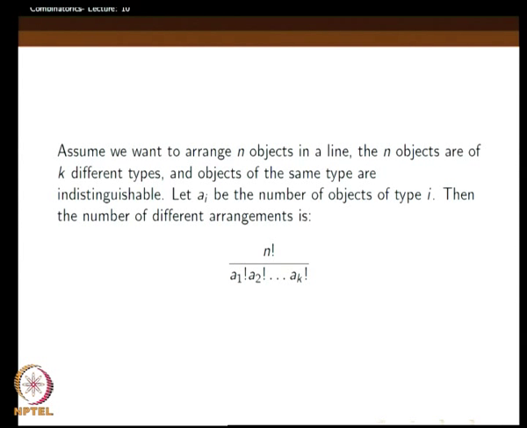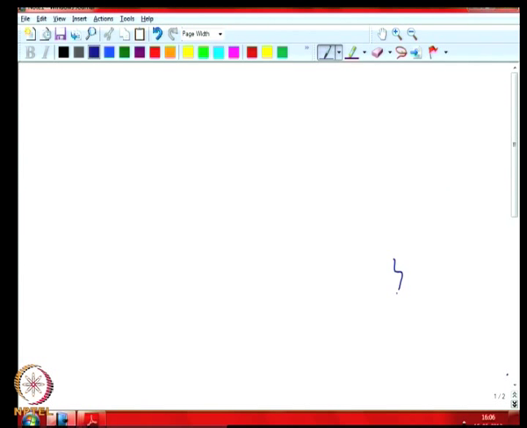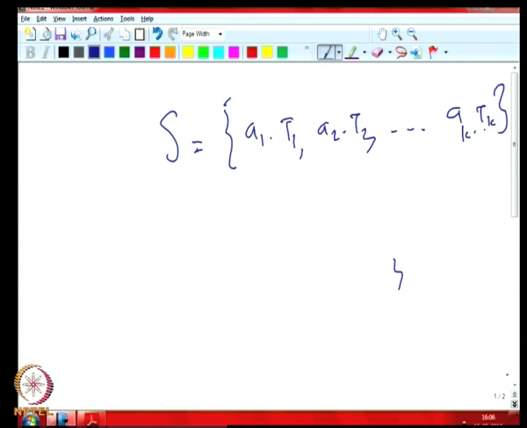These n objects are seen as a multi-set. We saw how to write the multi-sets: S equals A1 times type 1, A2 times type 2, and so on, AK times type K. So, the permutations, all the things in the multi-set are arranged in an ordered list. How many ways can you arrange it.